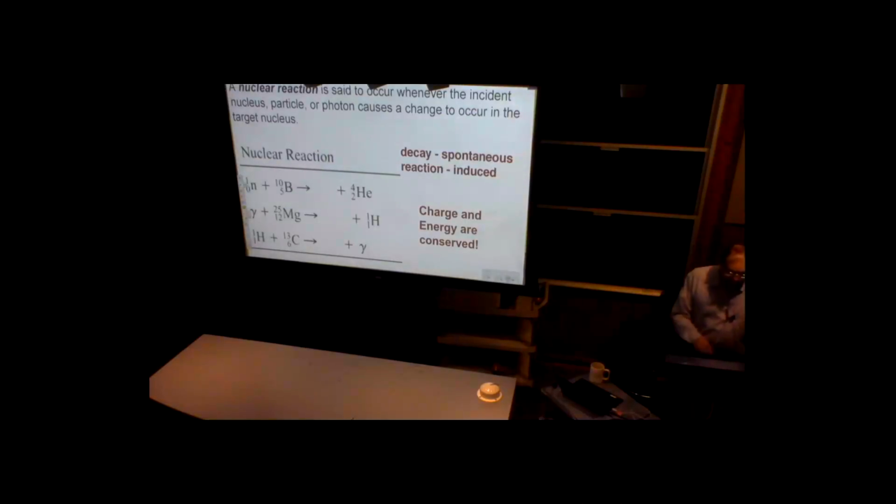And for every nuclear reaction, of course, we can always apply the same laws. For example, here, the charge 0 plus 5 is supposed to be equal to something plus 2. What should it be equal to? 3. 1 plus 10 should be equal to something plus 4. 11 minus 4, 7. 3, lithium.